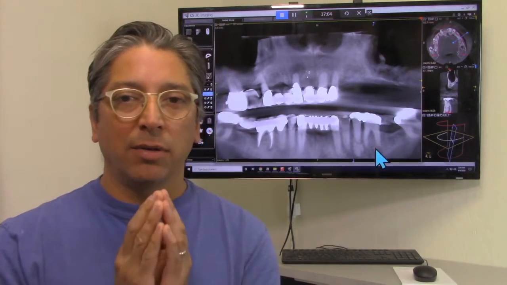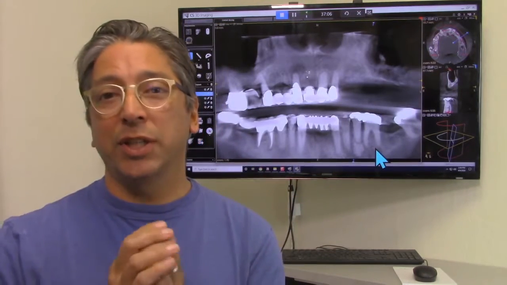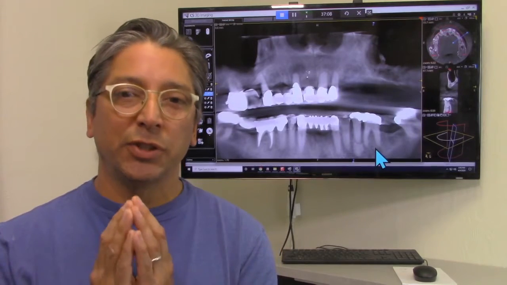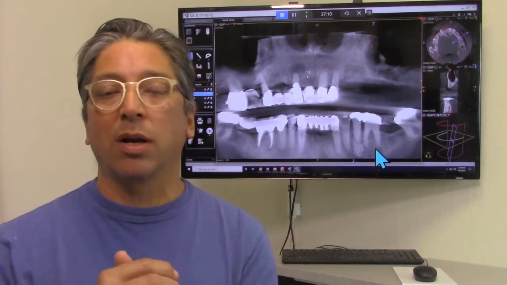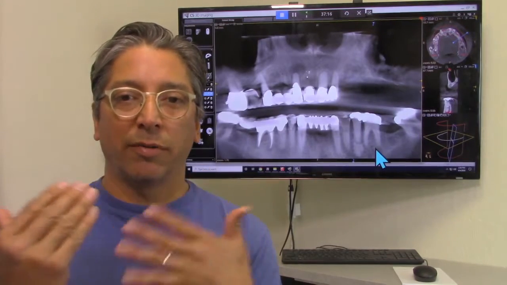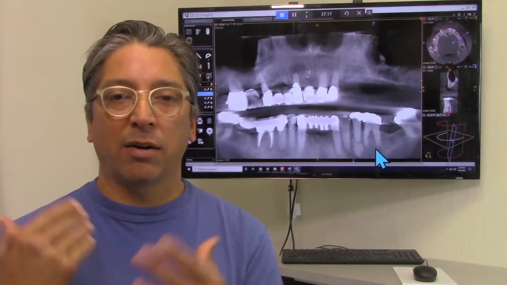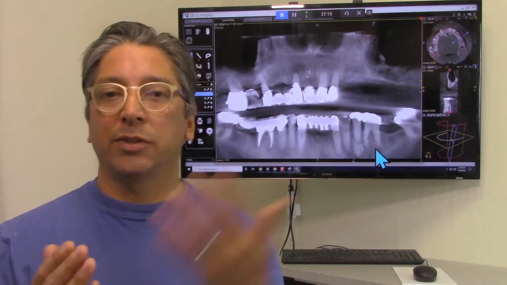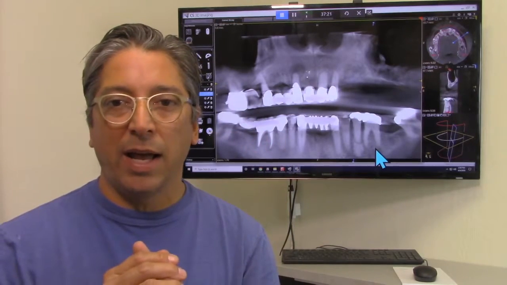Here we talk about full arch rehabilitation cases where we are interested in using implants, bridge work, all the tools in the dental toolbox to help restore full arch cases that are kind of falling apart. Here's a case, an example that we have.